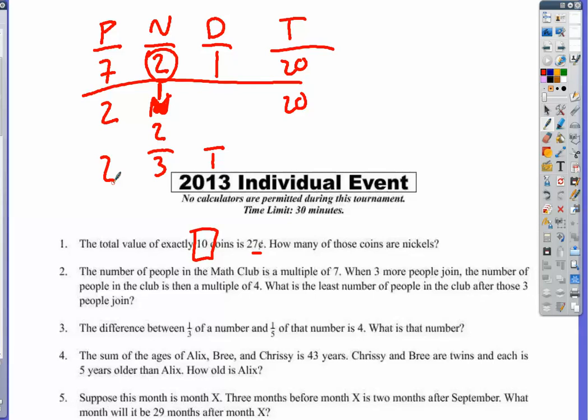That doesn't equal 10. 2 plus 3 plus 1 is 6. So obviously that's not going to work out either. So the answer has to be 2. All right, number 2.